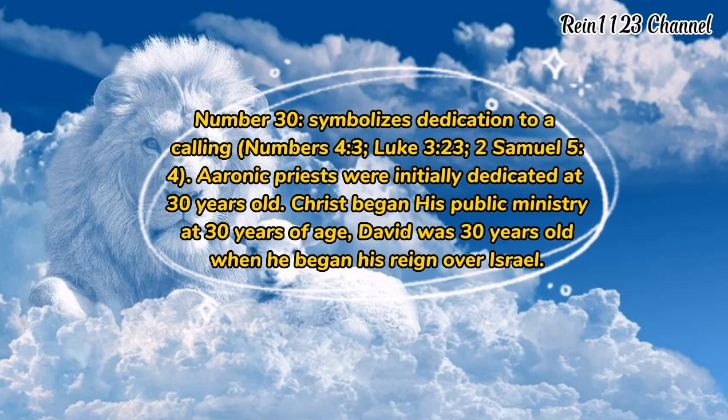Number 30. Symbolizes dedication to a calling. Numbers 4:3, Luke 3:23, 2 Samuel 5:4. Aaronic priests were initially dedicated at 30 years old. Christ began his public ministry at 30 years of age. David was 30 years old when he began his reign over Israel.